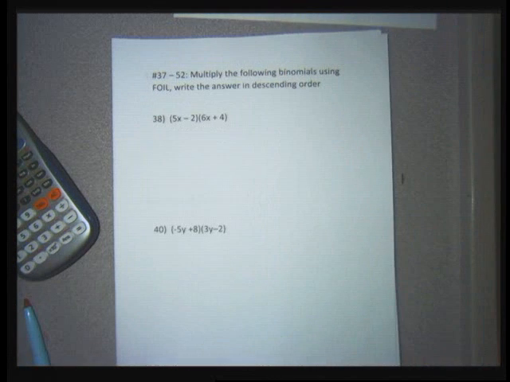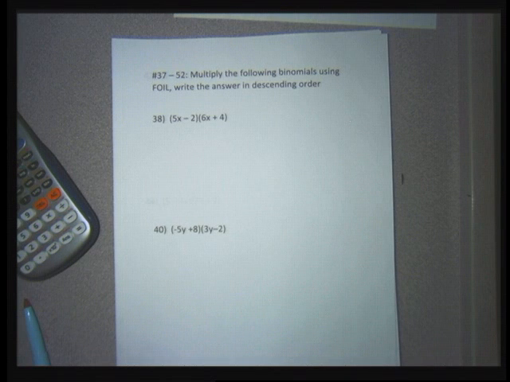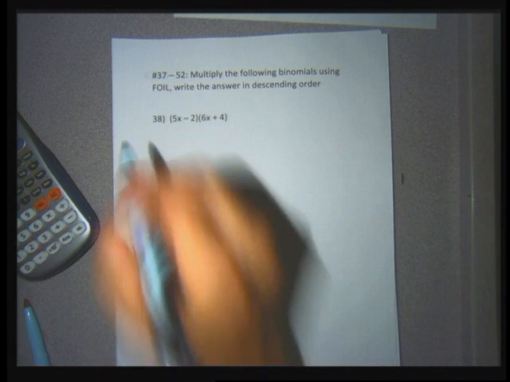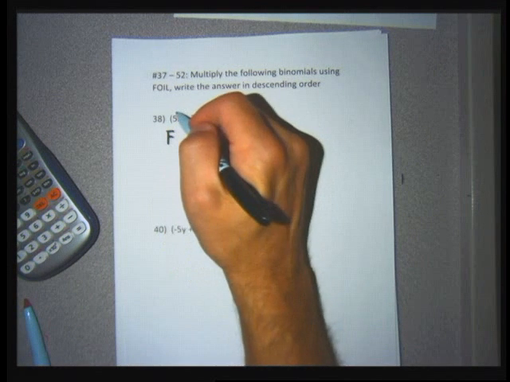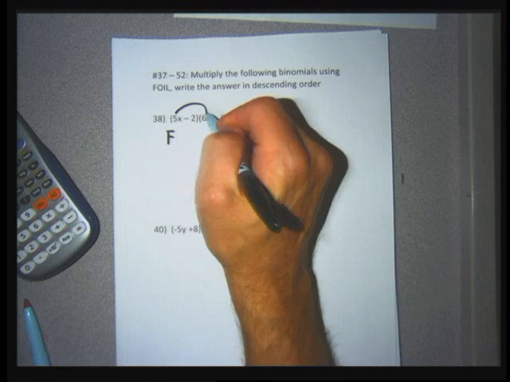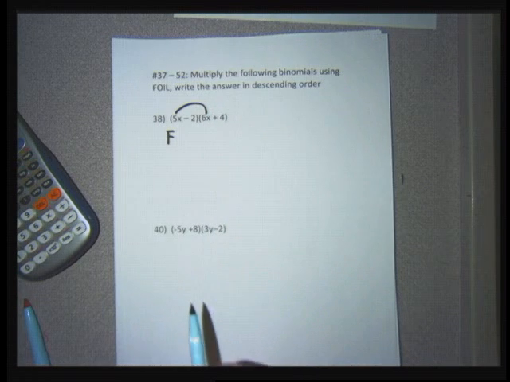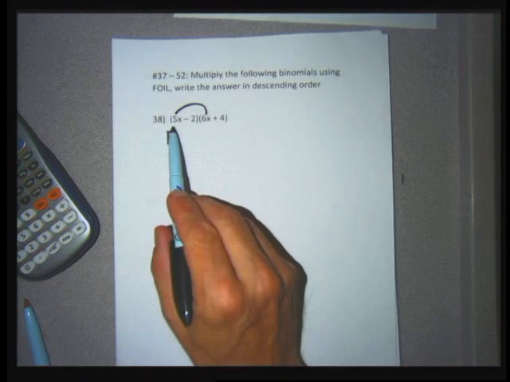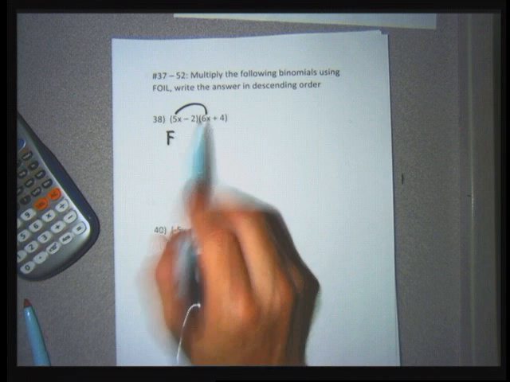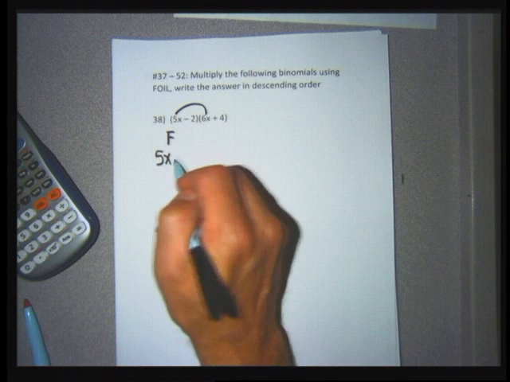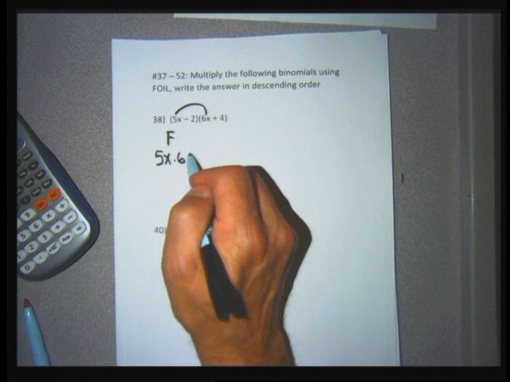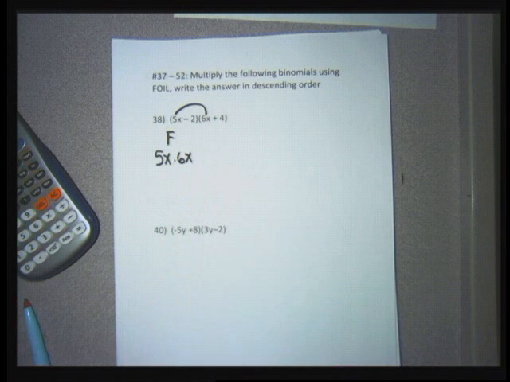The next group of problems is multiplying binomials. And to do binomials, you multiply by foiling. So I'm going to do my foiling here. First thing I'm going to do is multiply the 5x times the 6x. We call that the firsts, because 5x is the first thing in the left parentheses and 6x is the first thing in the right parentheses. So part of my foiling is to multiply the first thing in each parentheses.